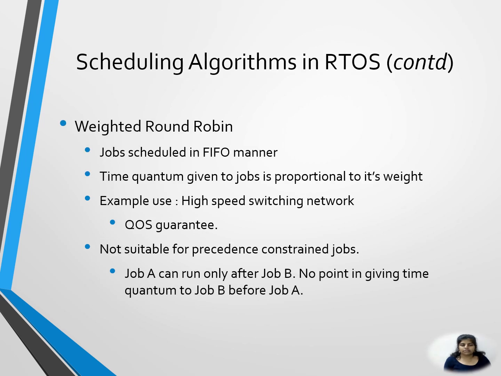Weighted round robin: jobs are scheduled in FIFO manner, and the time quantum given to jobs is proportional to its weight. Example uses are high-speed switching networks and QoS guarantee. It is not suitable for precedence-constrained jobs. For example, if job A can run only after job B, there is no point in giving a time quantum to job B before job A.